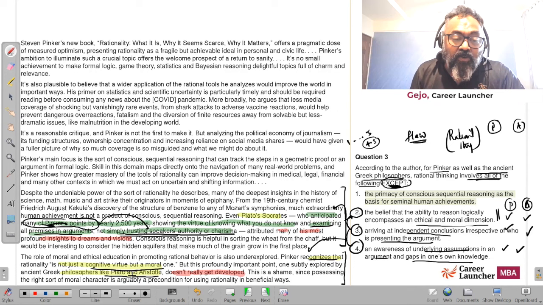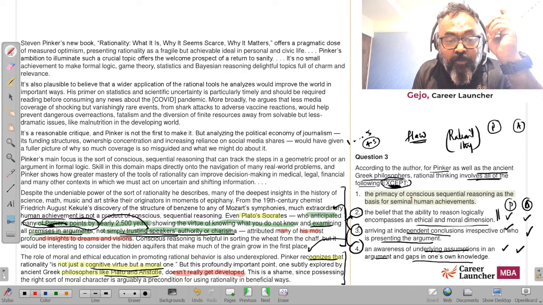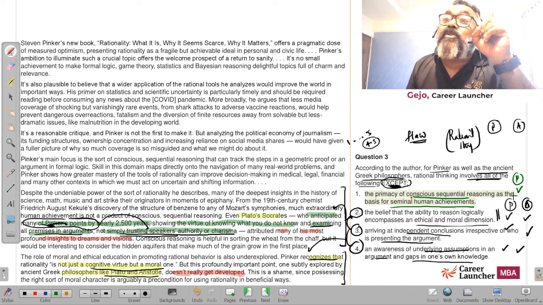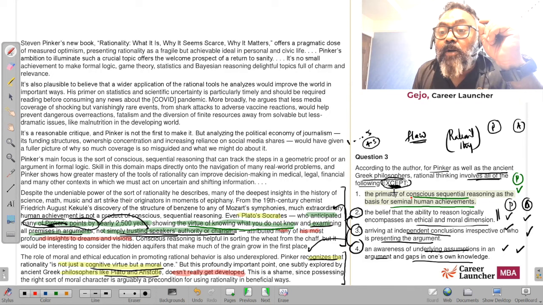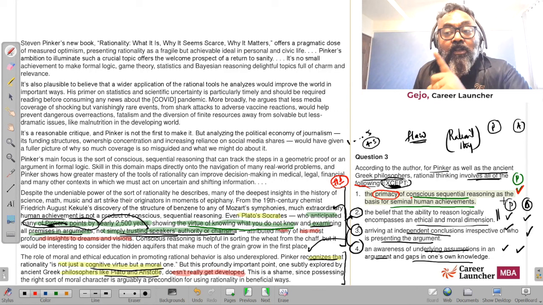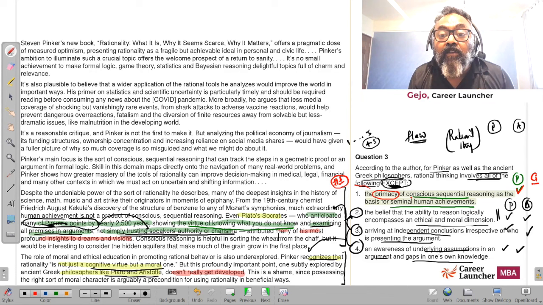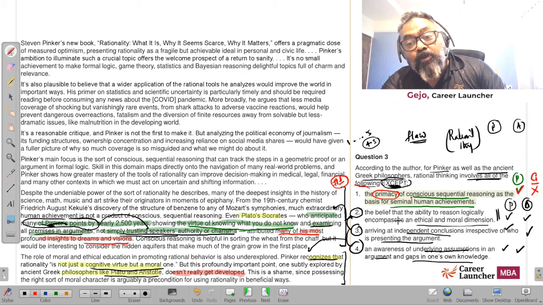And now we get to the answer, the primacy of conscious learning: the conscious sequence of learning as the basis for similar human achievement. Pinker will say yes to this, and it is also something the Greek philosophers acknowledged. But the key here is the word primacy. Primacy means the number one position. For Pinker it is definitely the number one position. But for the Greek philosophers it is not. It's an important thing, but not the primary position, because they attribute many of their most profound insights to dream and vision. So there is a disagreement there: they would say it's not the number one position, just an important one. Which is why this is answer choice number one.